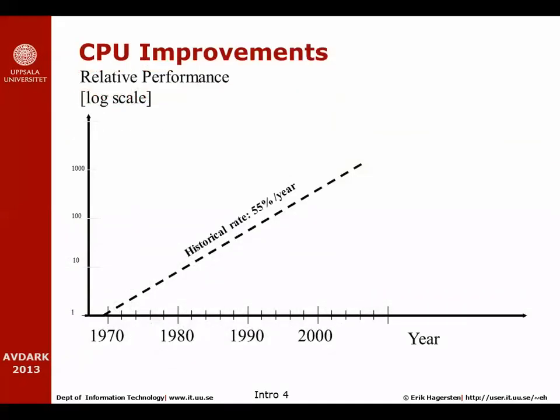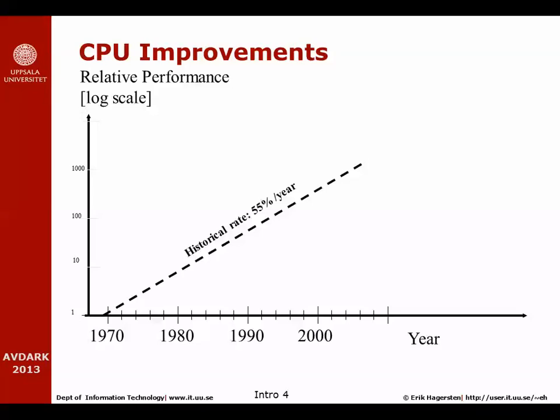So the CPU improvement has been steadily becoming faster and faster, and it seems to be going at an exponential rate. So if you plot this on a log scale, we see that this improvement is a straight line.